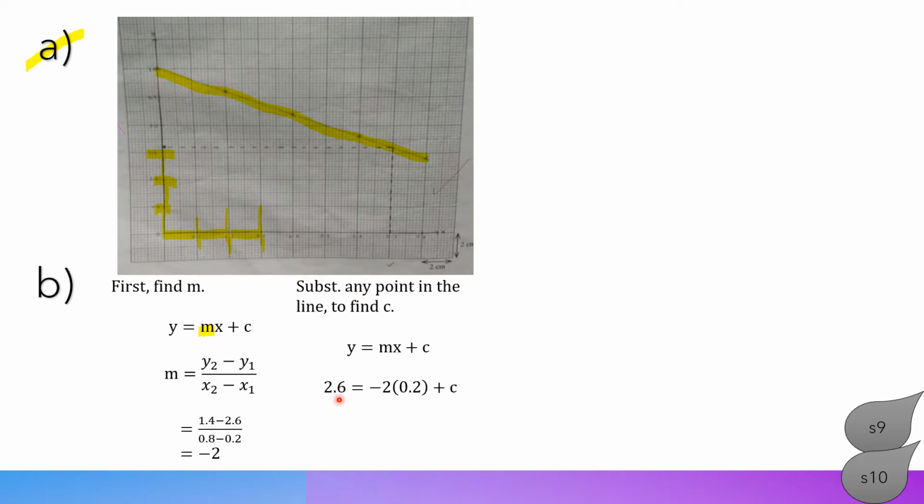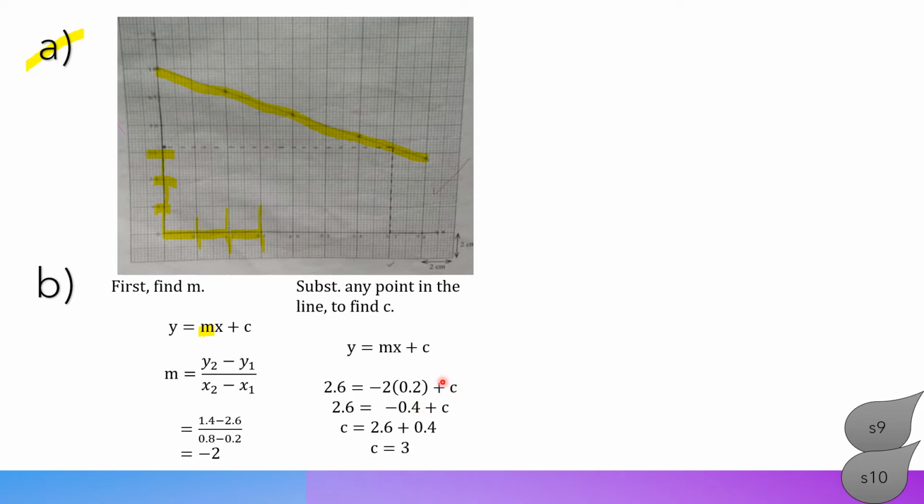So for y I substitute 2.6, x is 0.2, and your m just now is -2. So 2.6 equals -2 times 0.2, which is -0.4. Now I want to find c, so the -0.4 I move to the left, it becomes positive, so 2.6 plus 0.4. Got c equals 3.